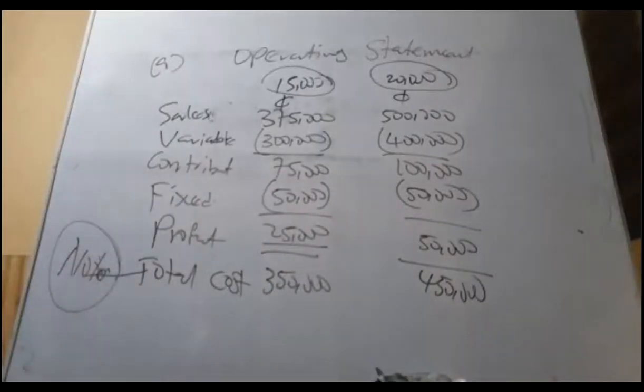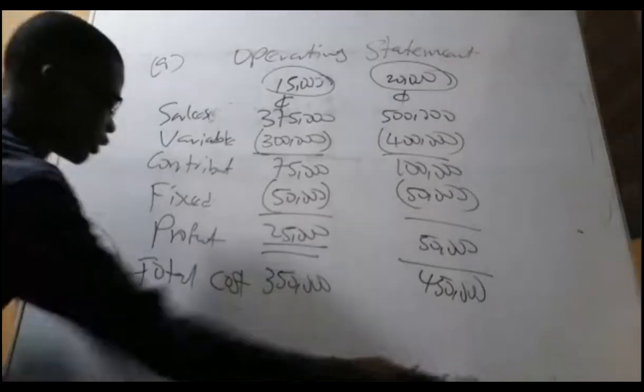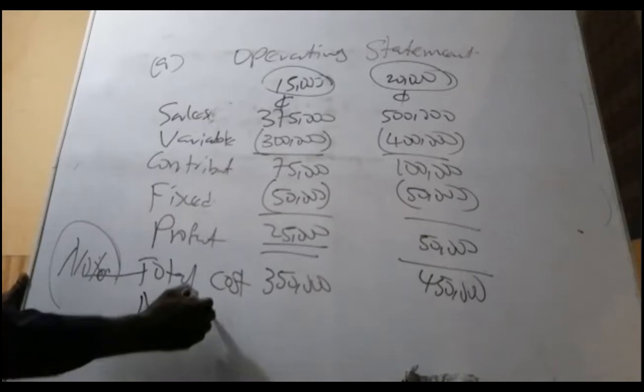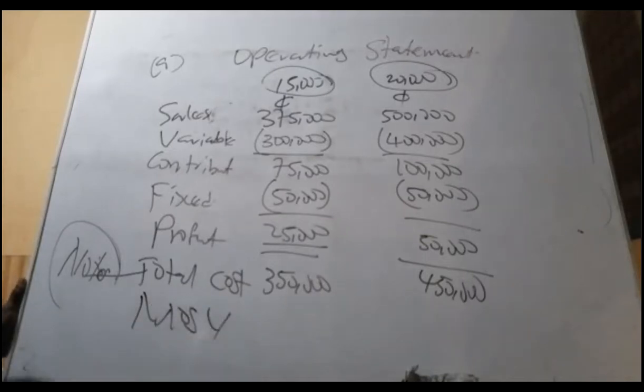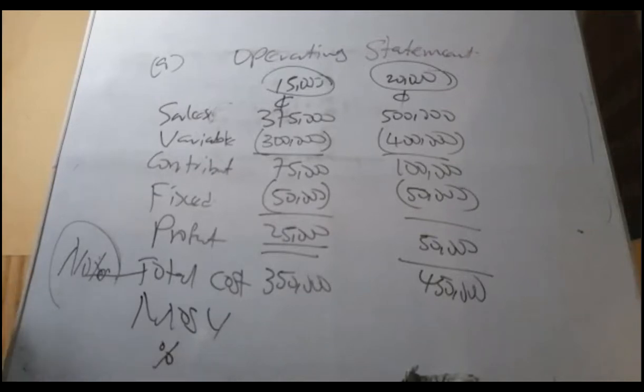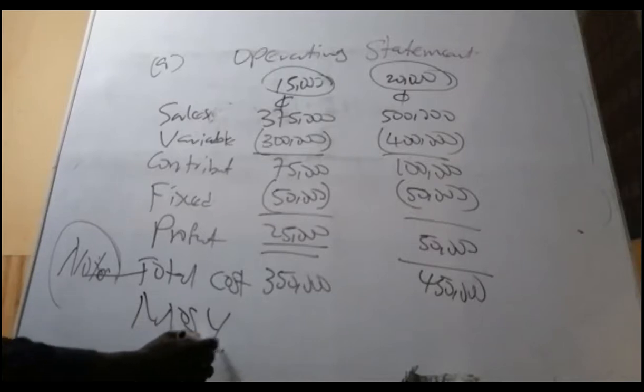So I want only two items. Find the margin of safety in terms of value and as a percentage. That's all. Then we are done. Margin of safety in terms of units as a percentage.